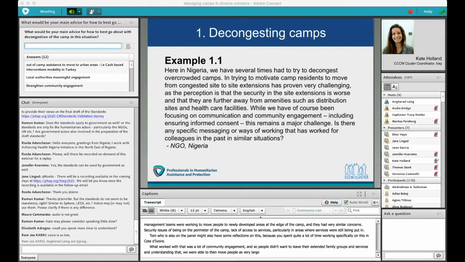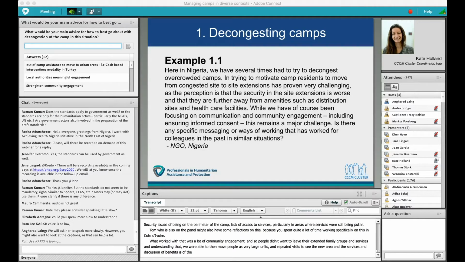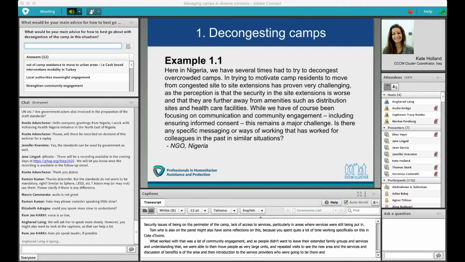Repeated go and see visits to the new area and to new services, discussion of benefits of the area, and then introduction to the service providers who were going to be there, and then also discussing with them the future plans of what the new areas would look like.